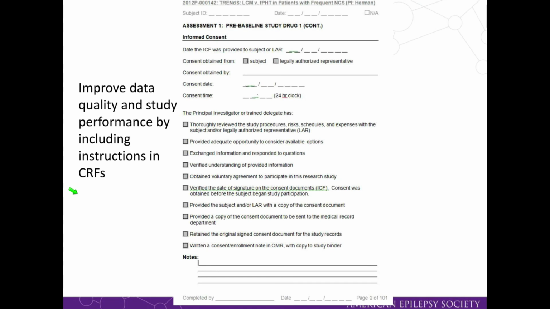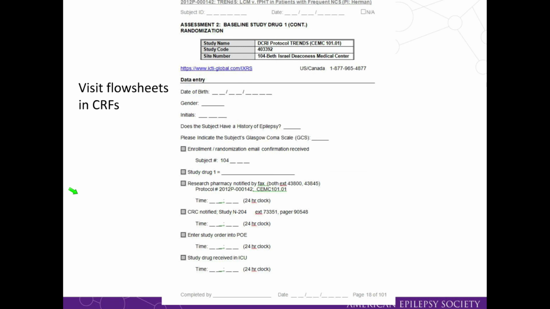You can improve the data quality and your study performance by including instructions in your CRF. So here's an example of a consent document where there's actually a checklist for all of the things that you need to do as part of informed consent to make sure that your study staff actually perform each of the required procedures. So this can be really helpful, making sure that your study meets all of the requirements.